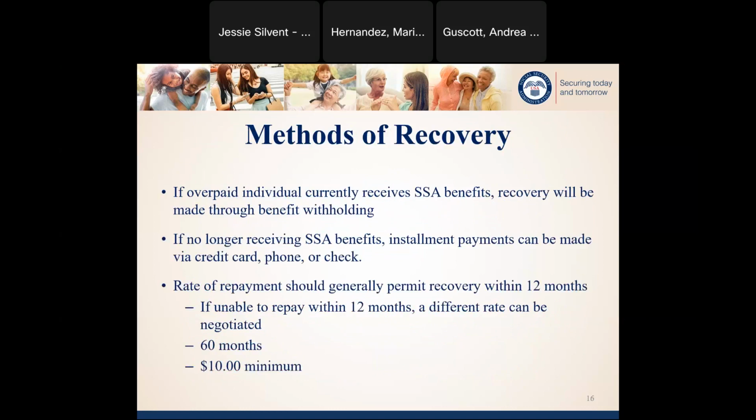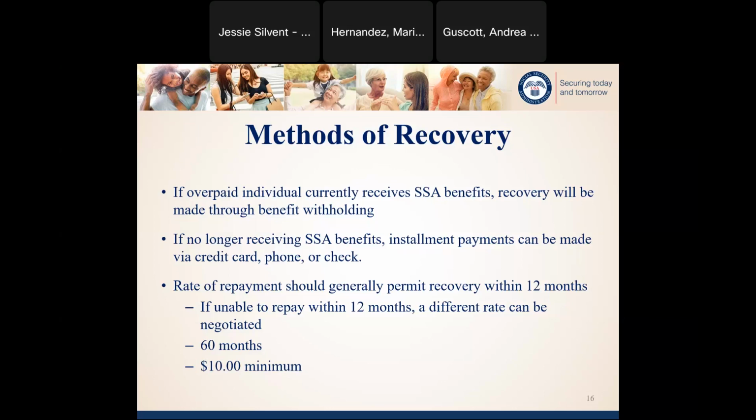Now, there are several methods of recovery or repayment that are available to an overpaid individual. So for someone who currently receives a monthly benefit, the recovery will be directly through benefit withholding of their payment. For people who no longer receive a payment because maybe their benefits were suspended or terminated, they can make installment payments through either credit card, over the phone, or by check. And these options are also given in the initial overpayment notice.